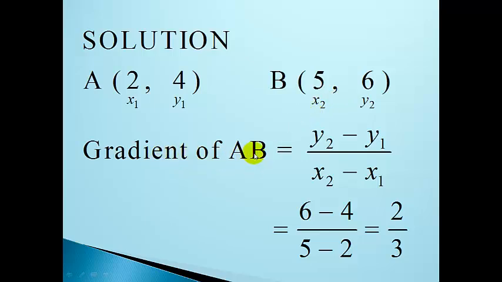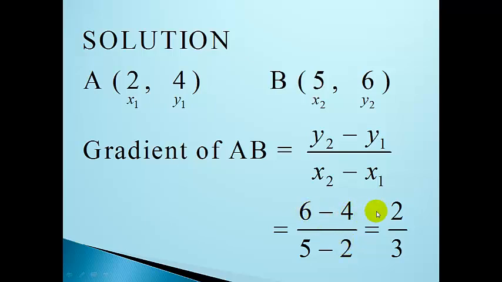Now the gradient of AB is equal to y2 minus y1 divided by x2 minus x1. Now y2 is 6 and y1 is 4, so y2 minus y1 will be 6 minus 4, all divided by x2 is 5 and x1 is 2. So x2 minus x1 will be equal to 5 minus 2.